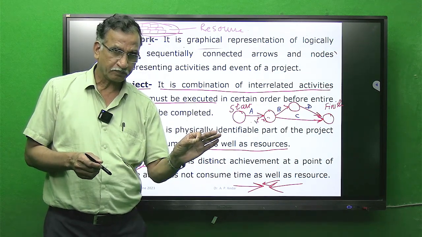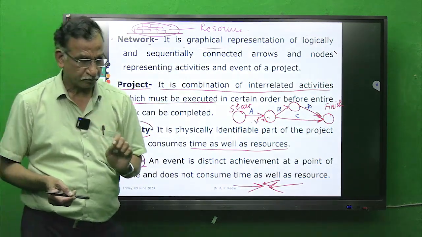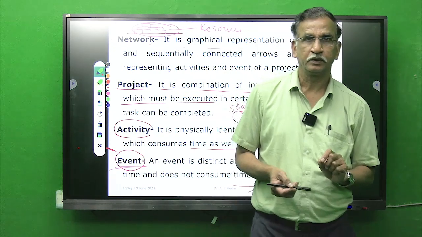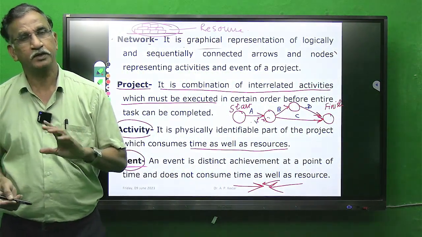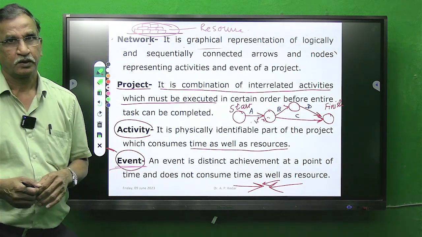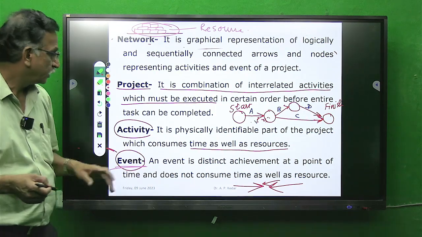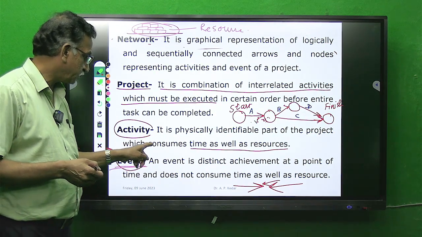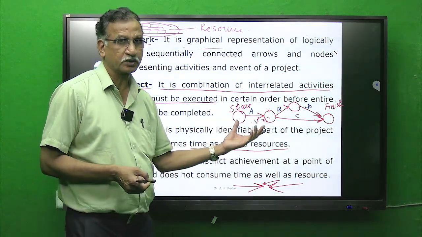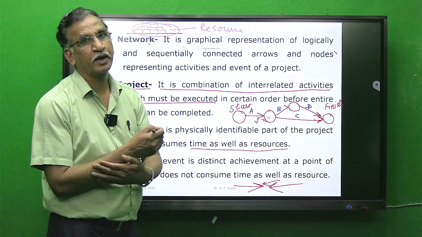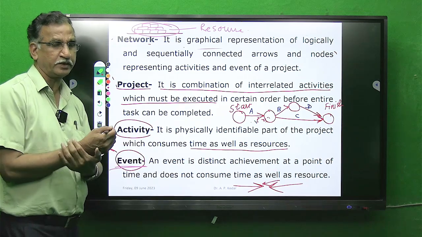So, starting and end, with activities in between. Remember, any activity will always have a starting event as well as an end event, and in between those two events will be an activity. Now this event and activity in operations research concept is represented by a straight line arrow that we have seen in the previous slide. Again, we will see it in further slides.